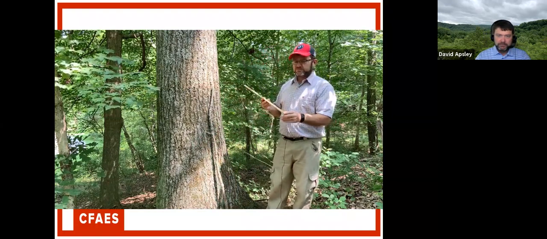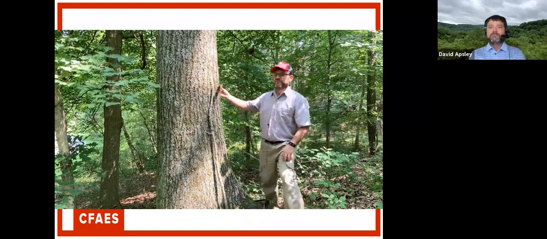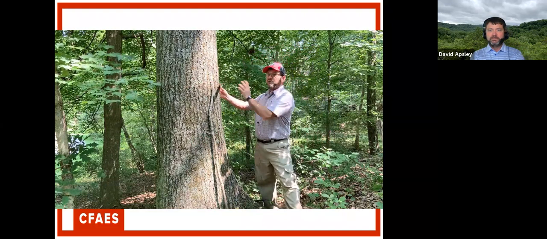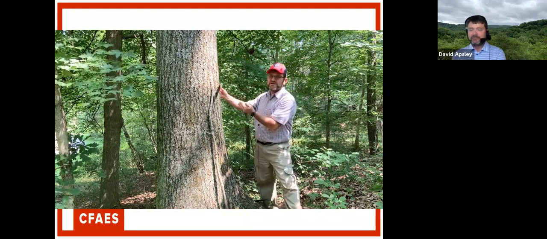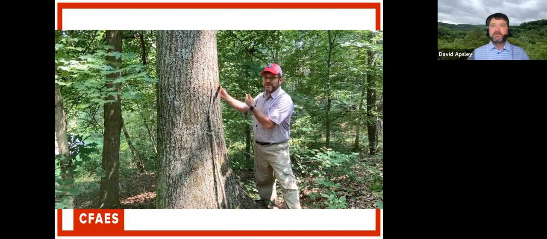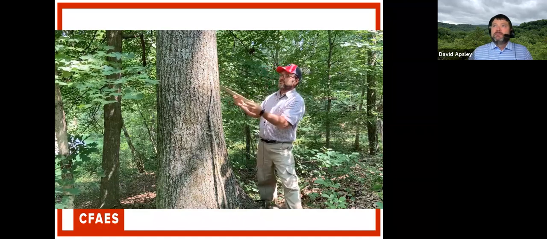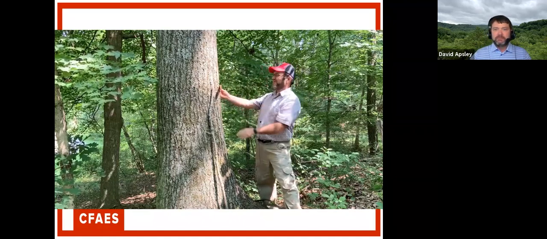So the next step is you're going to take your Biltmore stick and you're going to lay the stick on the tree at 4.5 feet above the ground. For today, I'm going to assume your arm reach is 25 inches. So every time I say 25 inches, keep in mind if you've made a custom stick that has a different arm reach, you're going to use that length. But for this stick, which is 25 inches, the stick needs to be against the tree. We want to make sure we're at the right height.